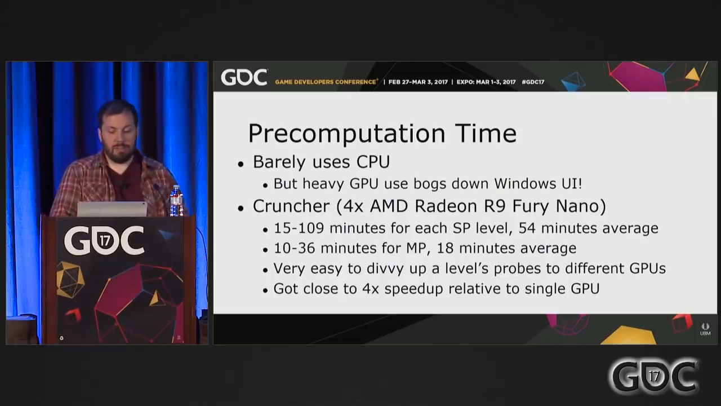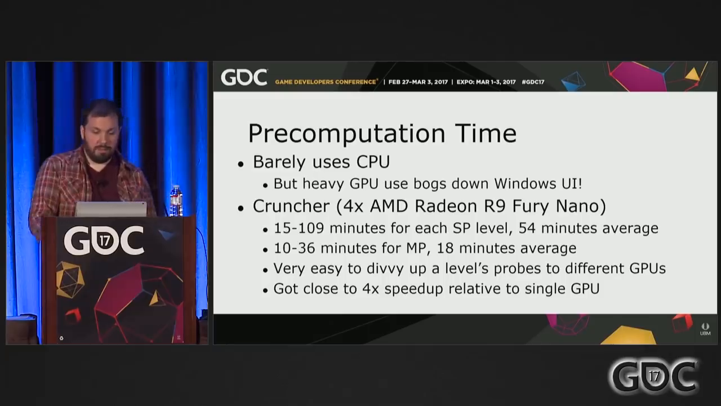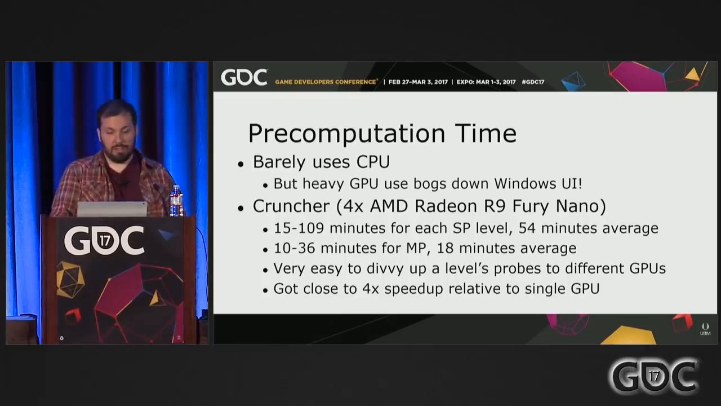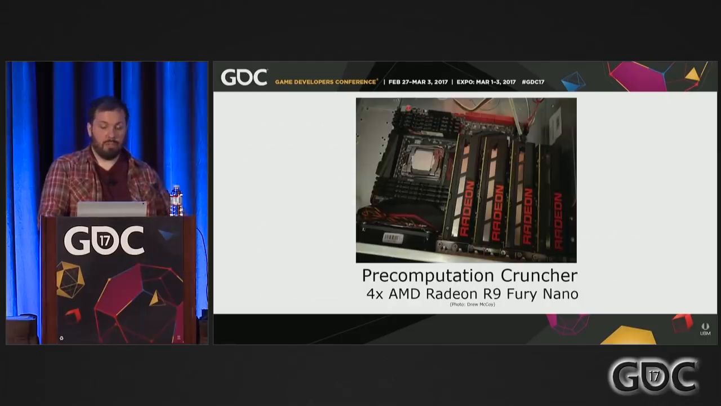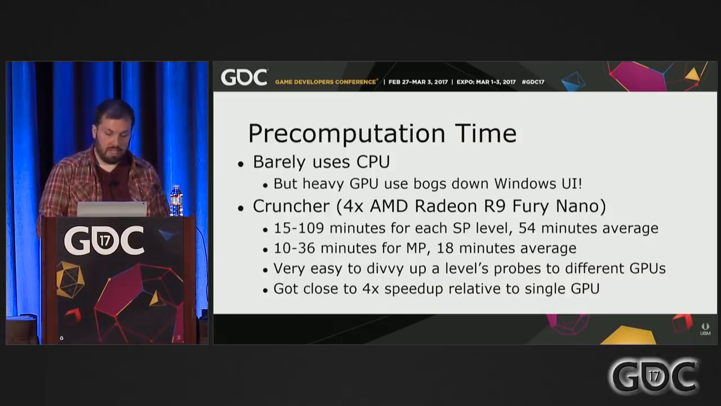There's a pretty widely varying amount of time it takes for single player levels, from 15 minutes to 2 hours, though an hour is average. For multiplayer, it's closer to 20 minutes. And it's an embarrassingly parallel problem. Since you only upload the geometry once to these cards, and that's fast, you can then just divide the probes up across the cards, and there really isn't a huge bandwidth constraint pulling those histograms back down. So it's about 4x with 4 GPUs.